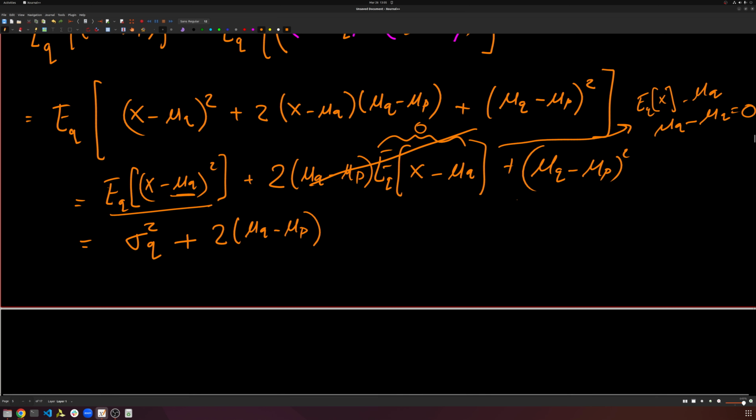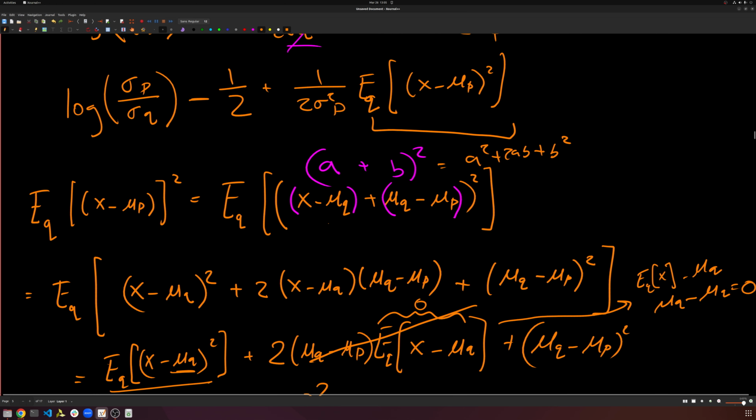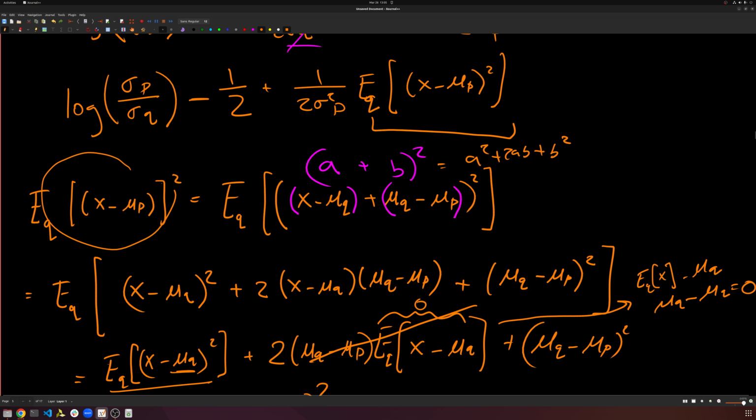So this whole term goes away, right? Because we're multiplying by 0. So we don't have that anymore. So we don't actually have any of this anymore. And all we're left with is plus mu q minus mu p squared. So plus mu q minus mu p squared. And that is basically our simplification of this expression, right?